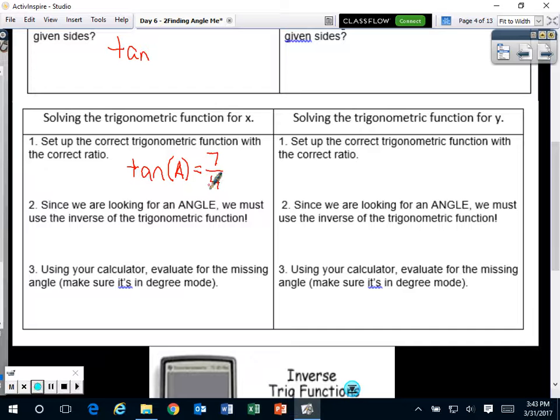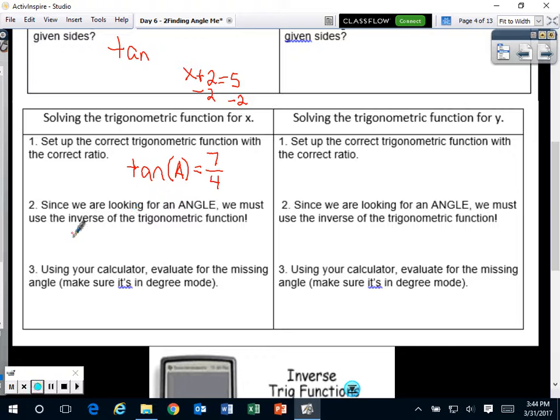Now, what we're trying to find is angle A. So I need to get this A by itself. To do that, I got to get rid of this tangent. So I got to do the opposite of tangent. Just like, let me write up here, if I had a problem like x plus 2 equals 5, and I needed to get x by itself, I would subtract 2 from both sides, right? Because that's the opposite of adding. Here, we got to do the opposite of tangent.